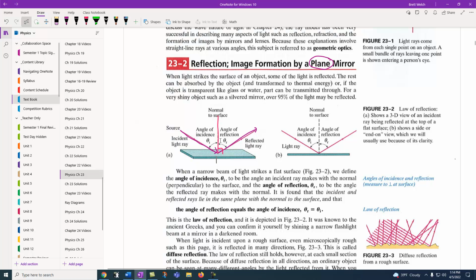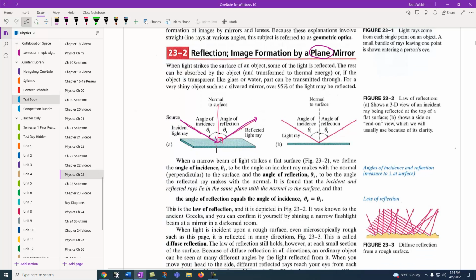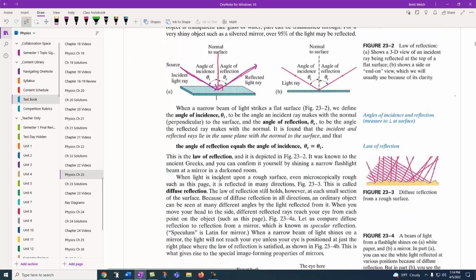In a flat or plane mirror, those angles will be the same. The angle of incidence will be the angle of reflection, and if you were to graph this algebraically, you'd use an absolute value function to model these bouncing rays off of a flat surface like that.